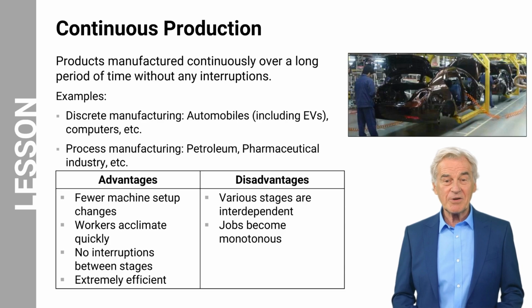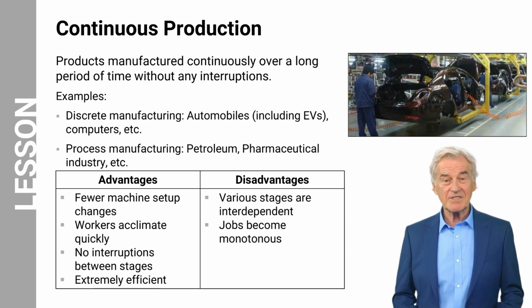The first technique we will discuss in this lesson is the continuous production technique. Continuous production is when products are produced continuously over a long period of time without any interruptions. For example, in automobile manufacturing, including electric vehicles, the production is continuous in the assembly line, with a product being worked on by various resources over a long period of time. The human resources in such industries perform similar tasks throughout the work shift. Automobile, computer manufacturing, and all other electronic assembling industries are examples that employ continuous production in discrete manufacturing.